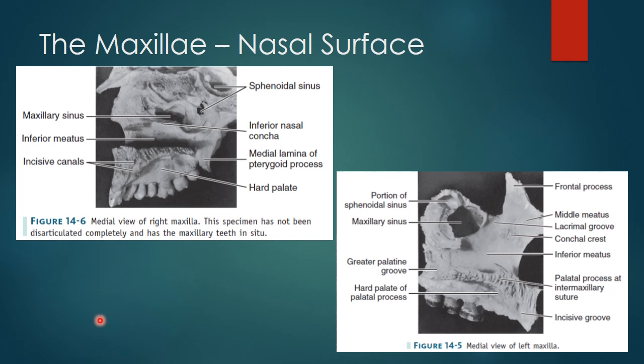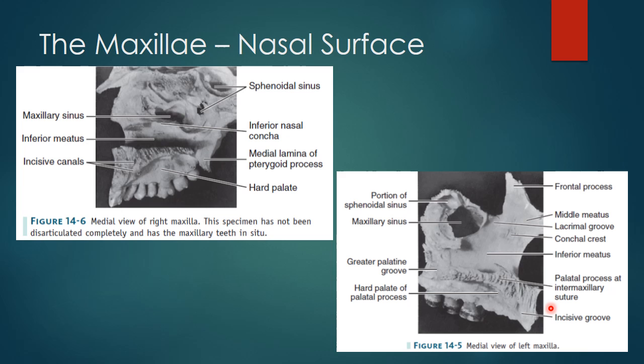And lastly is the nasal surface of the maxilla. This is the medial view of the right maxilla. This specimen has not been disarticulated completely and has the maxillary teeth in situ. This is the medial view of the left maxilla that has been disarticulated.